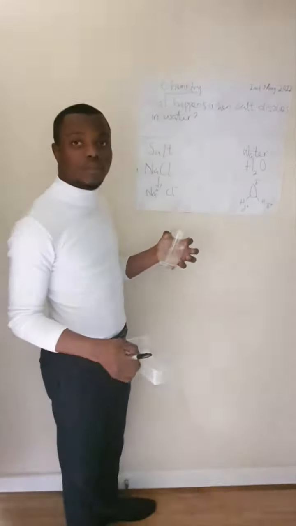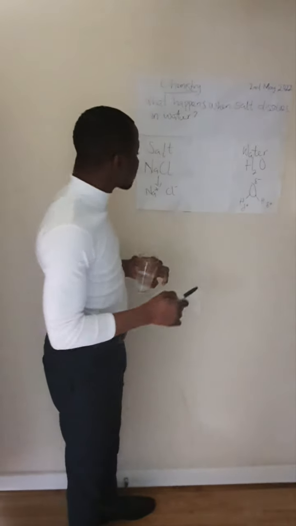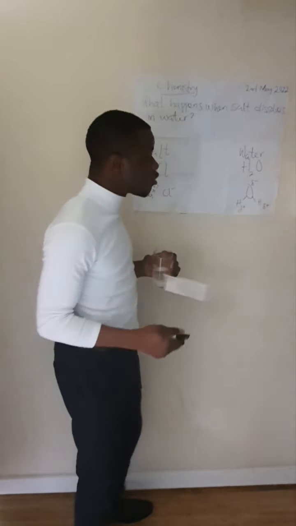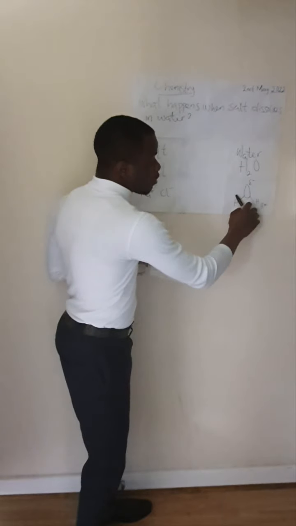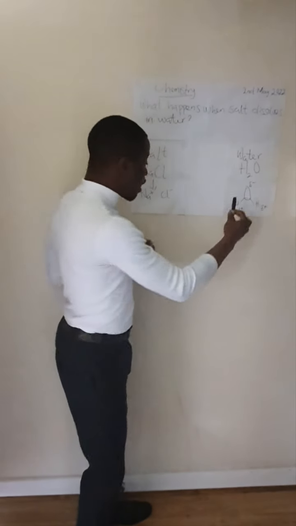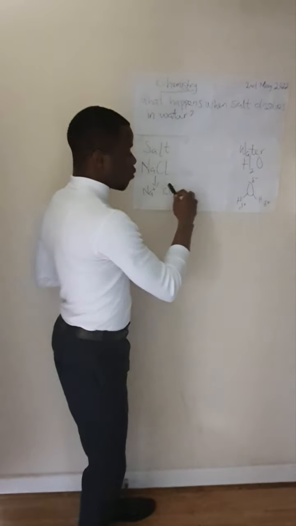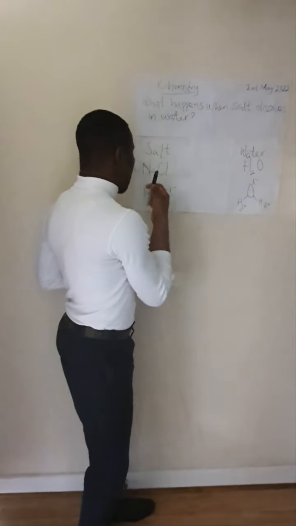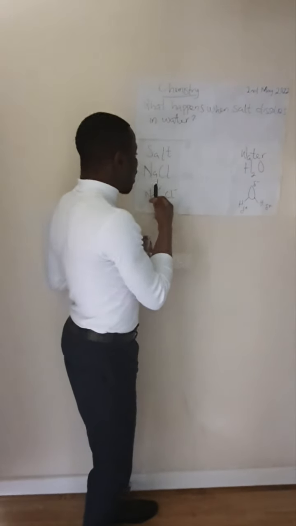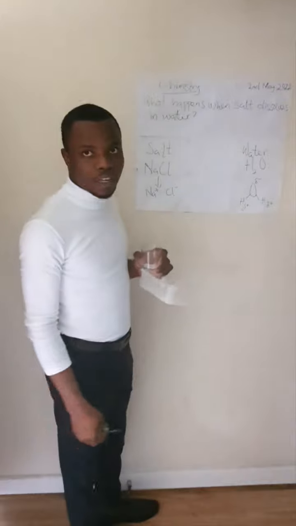I can get my water on one side and still get my salt. So it is a physical change, and the dissolution is brought about by the partially positive side of water attacking the chlorine and the partially negative side attacking the sodium, thereby breaking the ionic bond.